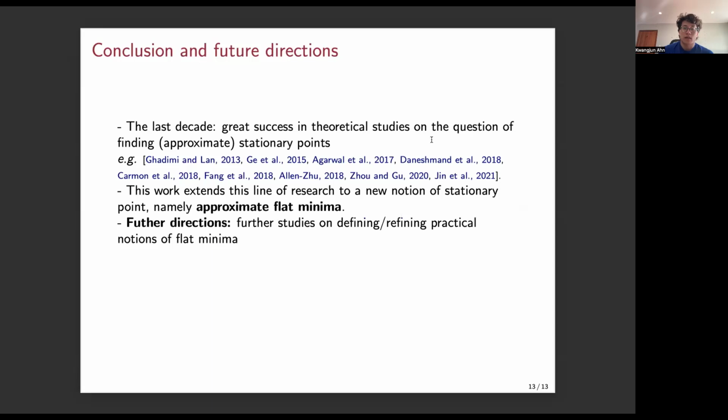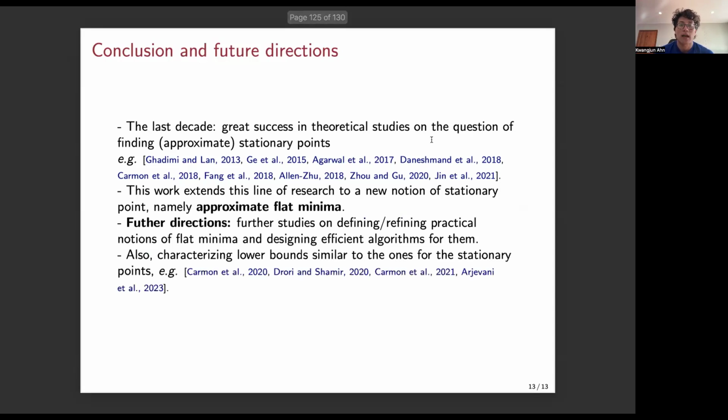Future directions include obviously further studies on defining and refining the practical notion of flat minima that parallels practical success. We chose a trace of Hessian motivated by all this theoretical and empirical works, but there could be some better measure of flatness. And then under that new notion, designing efficient algorithms for them. And also, whenever we're talking about complexity, characterizing lower bounds are important, as done in the realm of finding stationary points, evidenced by all these great works.